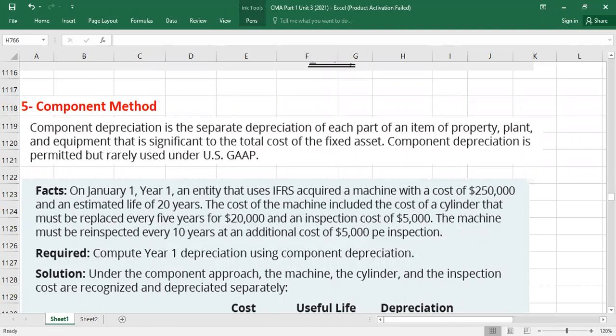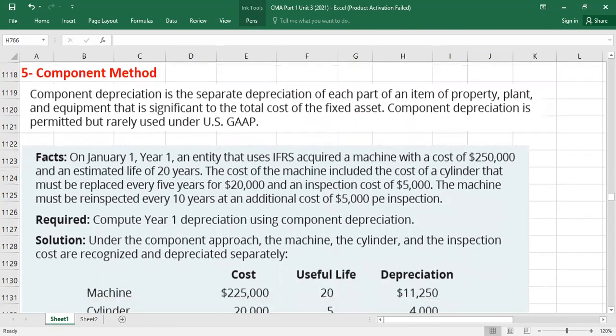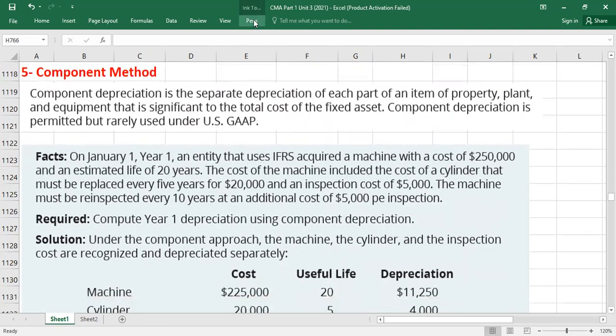And what was the formula? Cost minus residual value divided by life to get the depreciation. So here we go. Let's have a look at this example. By the way, this method is allowed by US GAAP, but this method is rarely used. Under IFRS, they use it more if each component has a different life and the component is significant. Obviously, it is allowed by GAAP also. There is no difference, but people use this method rarely.